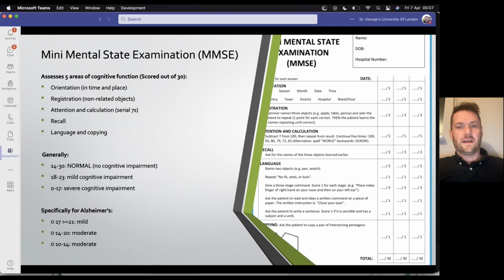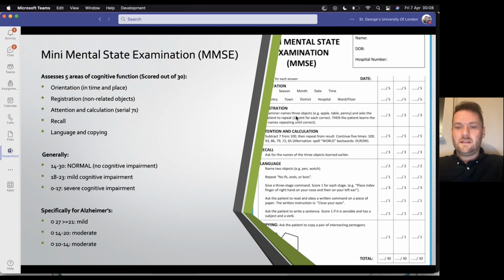And let's just have a little look at this mini mental state examination a bit more clearly. So it assesses 5 areas of cognitive function: orientation in time and place, registration, so that's non-related objects, attention and calculation, recall, language, and copying. So let's go through each one by one. So you can see orientation in time and place. It starts to say, what season is it? What month is it? What's the date? What's the time? It's these sort of things, checking someone's orientation in time and place.